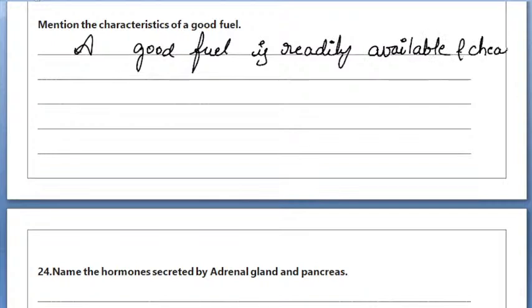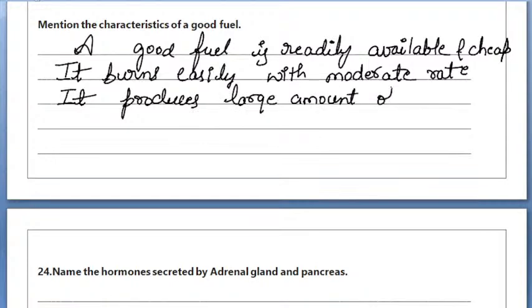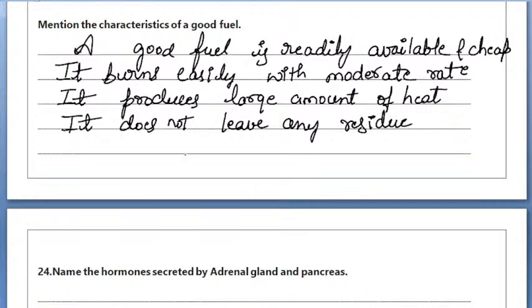A good fuel is readily available and also it is cheap. It burns easily. A good fuel will burn easily with moderate rate. This is the second point you have to write. And thirdly, it produces large amount of heat. A good fuel can produce large amount of heat. And next, it does not leave any residue behind. So these are some of the characteristics of a good fuel. Point number one, point number two, point number three, and point number four.